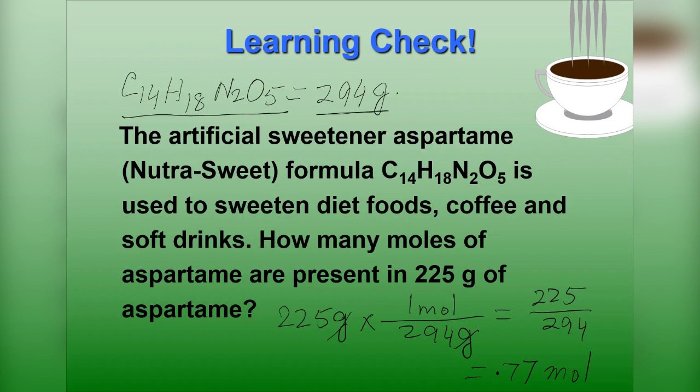What has been given? The grams. So 225 grams times conversion factor, this unit would be the denominator at the bottom, 1 mole. Gram cancels out, 225 times 1, 225, divided by 294, and we got what? 0.77 mole. Do all this calculation like we have solved.